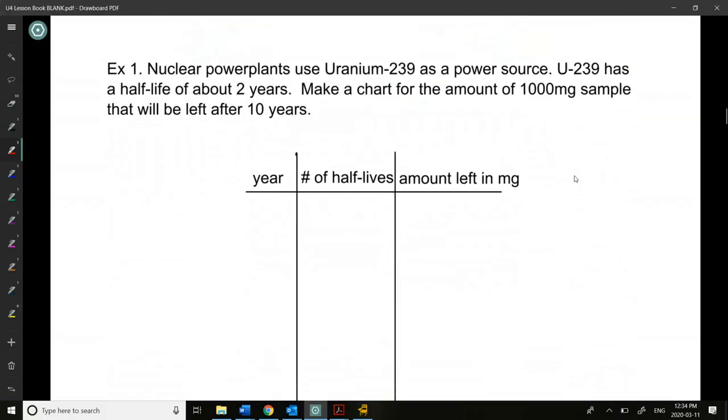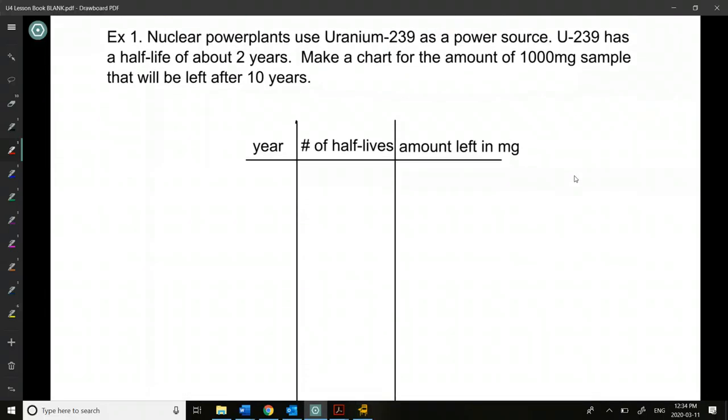All right, so I'm going to give you guys some examples of exponential decay. So the first one is nuclear power plants. They use uranium-239 as a power source. This uranium has a half-life, I'm going to underline that, that's important, of about 2 years. Ooh, 2 years, that's also important. Make a chart for the amount of a 1,000 milligram sample and how much is going to be left after 10 years.